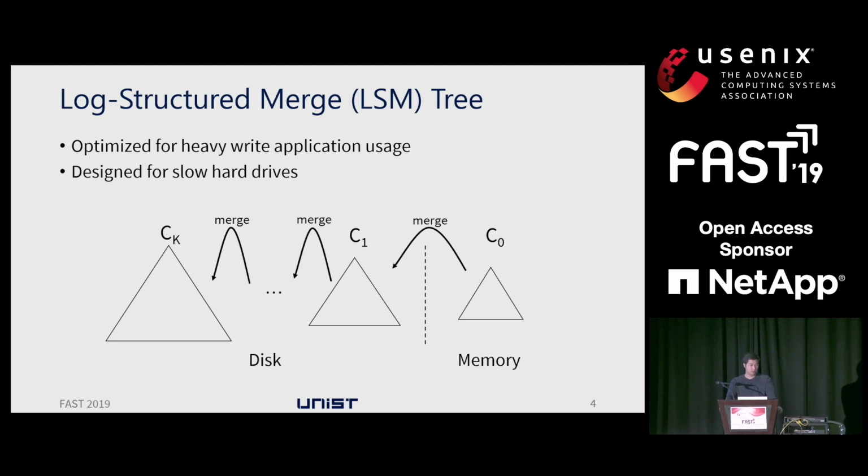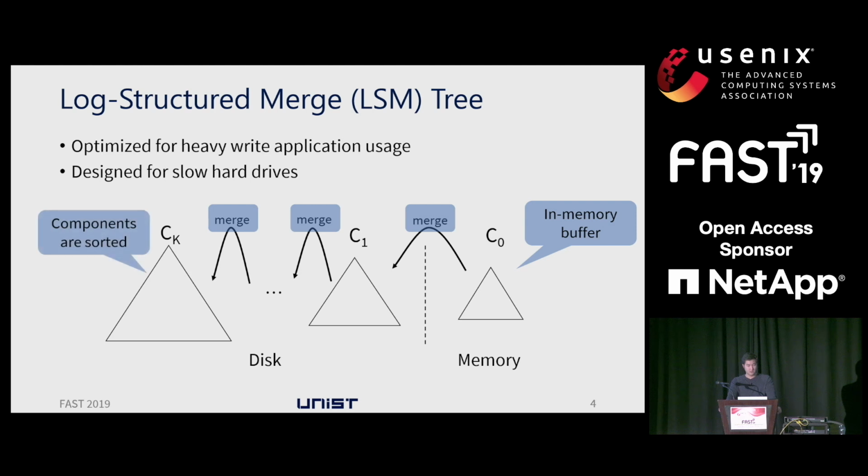One of the famous approaches to implement a key-value store is using the log-structured merge tree, which was introduced by O'Neill. It's very optimized for heavy write application usage, and it was designed initially for slow hard drives. It consists of k+1 components, and each component does batch merges from component to component. Component 0 works as an in-memory buffer for the updates, and all the components are sorted.